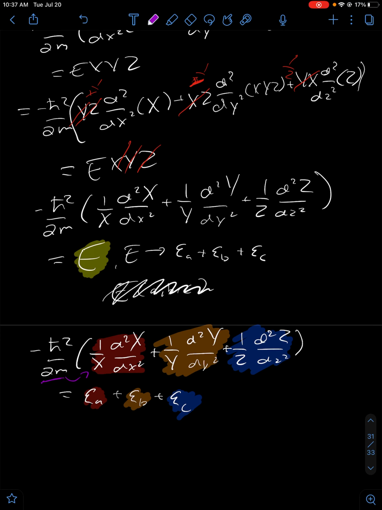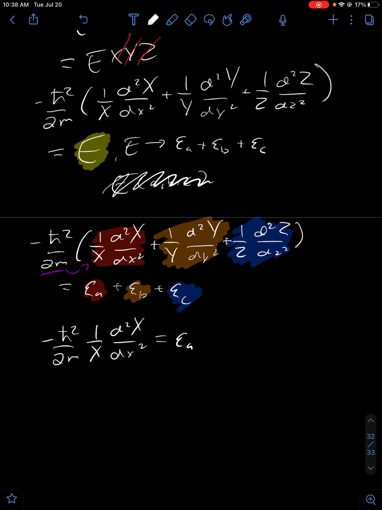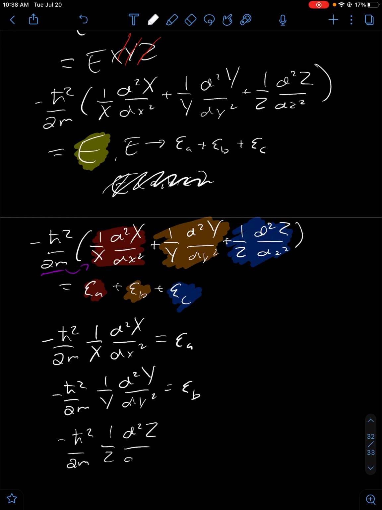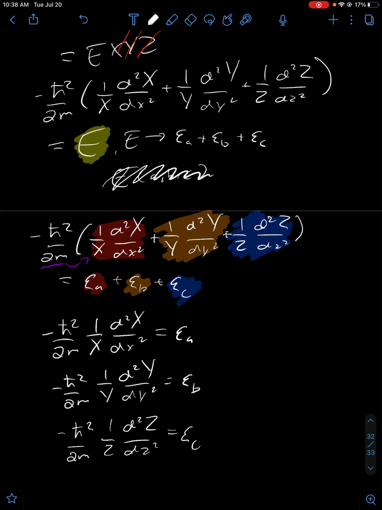Now you can do the algebra to verify this for yourself, but we can equate each of those terms to each other. So now we have three separate equations. We have that minus h bar squared over 2m times 1 over big X, second derivative of big X with respect to little x, equals epsilon A. Minus h bar squared over 2m times 1 over big Y, second derivative of Y, equals epsilon B. It's kind of exhausting to try all of this out, honestly. And the same for Z, equals epsilon C.